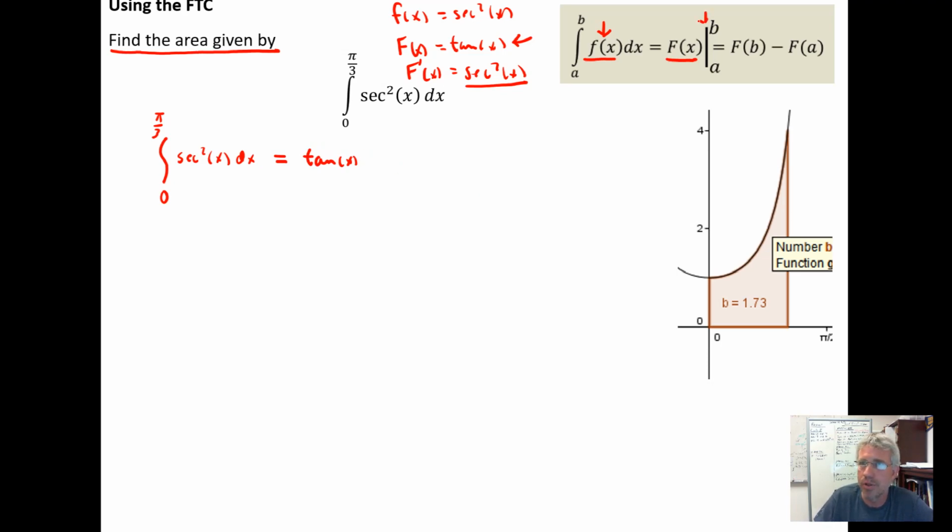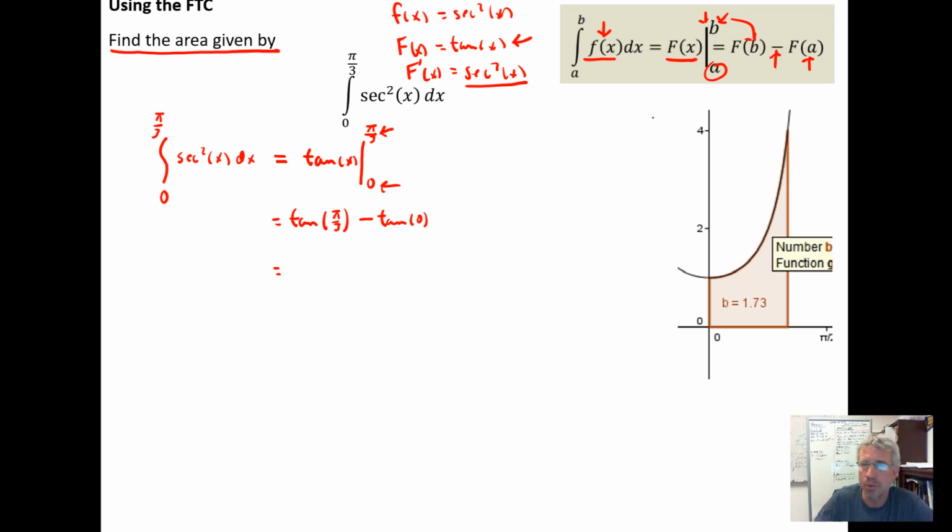And then we're going to put our vertical bar in and say to evaluate this from 0 to pi over 3. And this is equal to, now using the fundamental theorem of calculus, we're just going to put the upper bound of integration into our antiderivative. So it's going to be the tangent of pi over 3 from right here. And then it's going to be minus. And then we're going to take that lower bound of integration and plug it into our antiderivative. So we're going to get the tangent of 0.